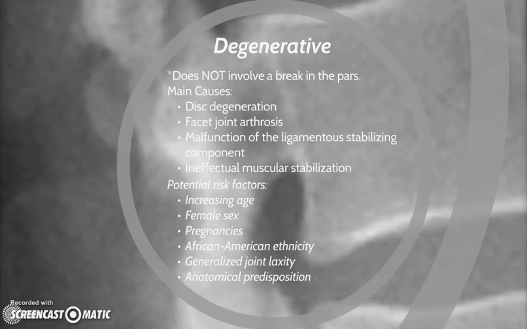Degenerative spondylolisthesis is the only form that does not cause a break in the pars interarticularis. It is mainly caused by disc degeneration, facet joint arthrosis, malfunction of the ligaments stabilizing the vertebral bodies, or ineffectual muscular stabilization. Common risk factors for degenerative spondylolisthesis are age, female sex, pregnancies, African American ethnicity, generalized joint laxity, and anatomical predisposition.